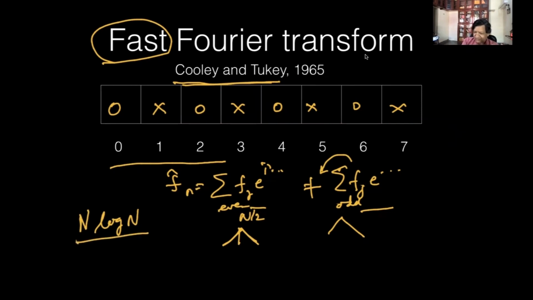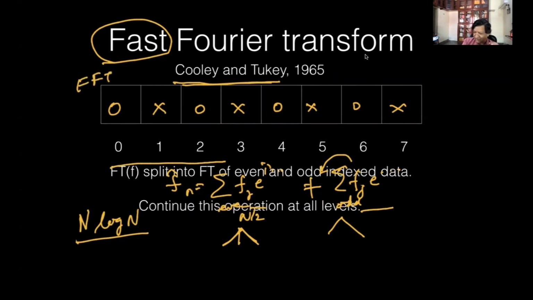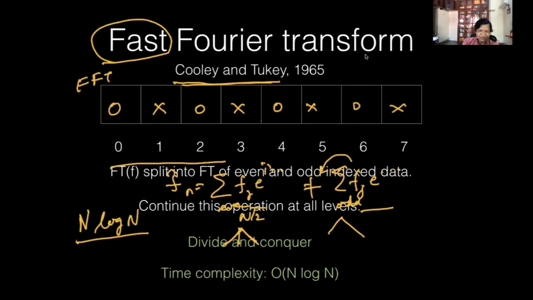So overall, the order for FFT, the fast Fourier transform, is order N log N. Okay, so this is the order of this algorithm, and this strategy is called divide and conquer. Okay, so we divide the data into half and conquer. It is a very common strategy in computer science, and this is what is adopted in FFT. Okay, so the Python Fourier transform is FFT. In fact, it's written in C, so it is quite fast.